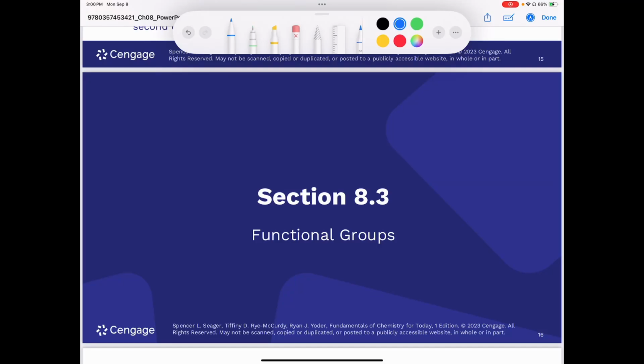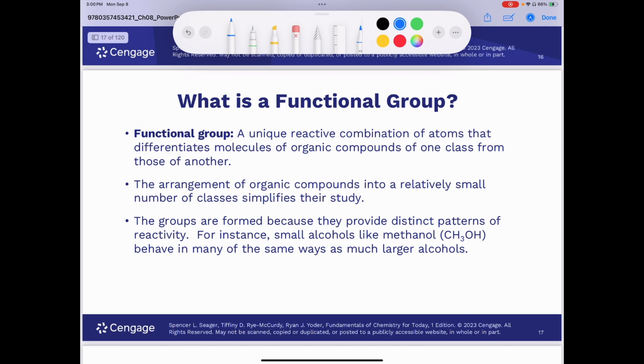Okay, now we're going to look at functional groups in organic chemistry. So first of all, let's answer what a functional group is. A functional group is a unique reactive combination of atoms that differentiates molecules of organic compounds of one class from another. And the arrangement of organic compounds into a relatively small number of classes simplifies their study.